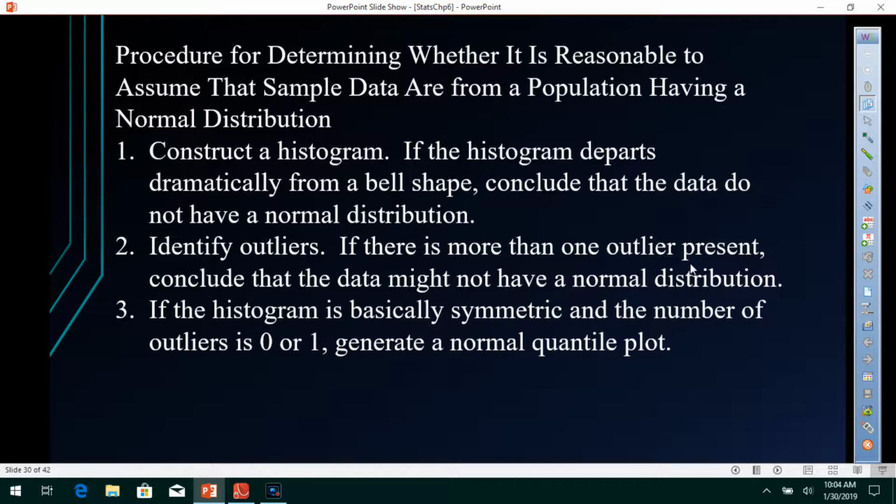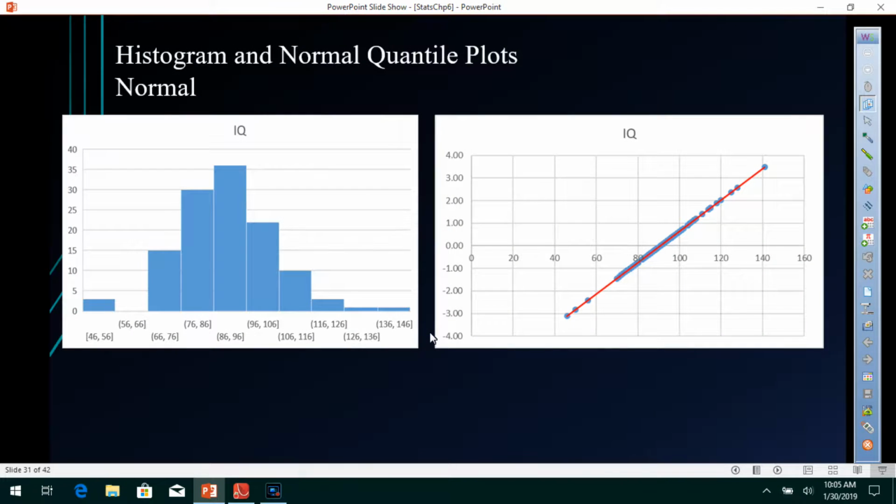If there is more than 1 outlier present, conclude that the data might not have a normal distribution. If the histogram is basically symmetric and the number of outliers is 0 or 1, generate a normal quantile plot. And we've done that. Now, here are histograms and normal quantile plots. Yes, this says IQ, but that's not actually the same data.